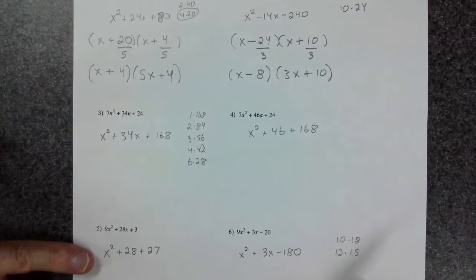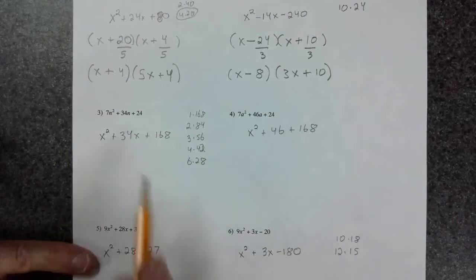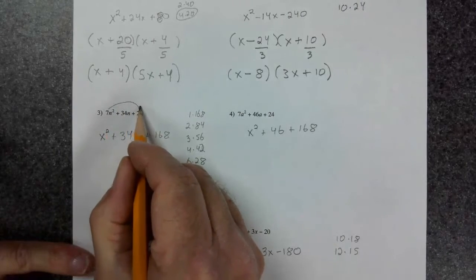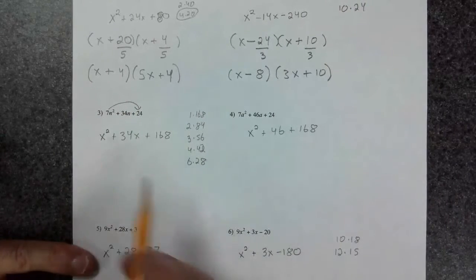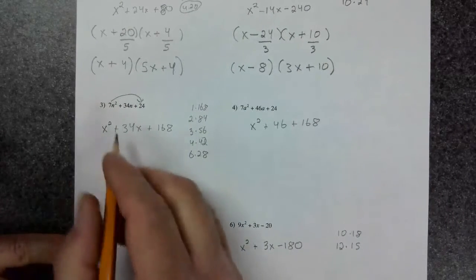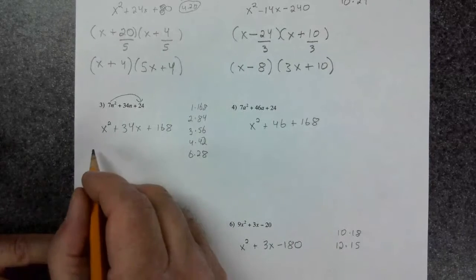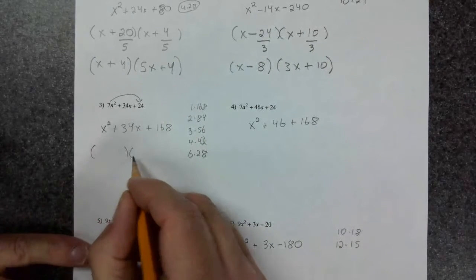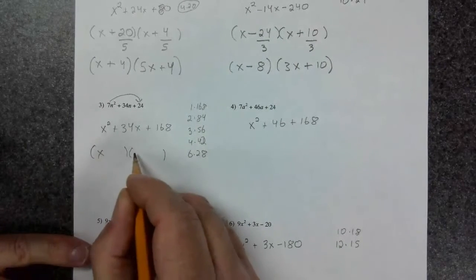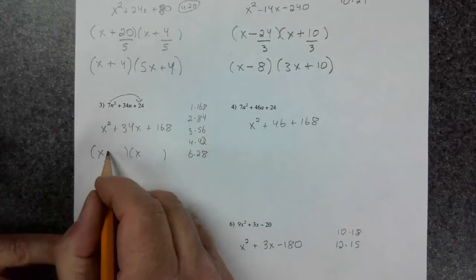All right, let's do the next two. Again, guys, you take the 7 times the 24. Slide it back because there's no greatest common factor. We end up with 168. Go straight for the answer. They're both plus, so these are both plus.